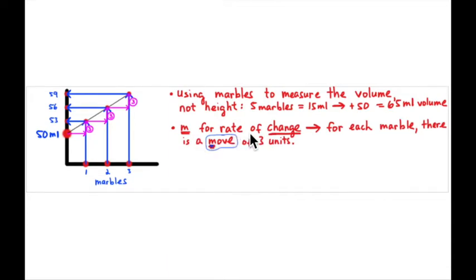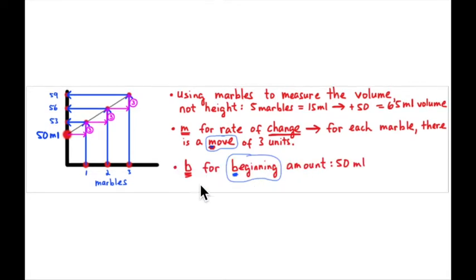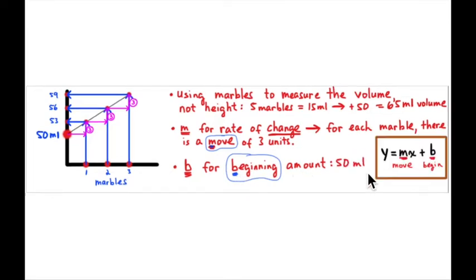So m for the rate of change. How much is the volume changing for each marble? It's changing by 3 milliliters. For each marble, there is a move, m, of 3 units. And b for the beginning amount. So b we're going to use for the beginning amount, which was 50 milliliters. And so you can write this equation: y is equal to mx. This is the slope. We're going to use m for the slope because it gives the idea of moving.